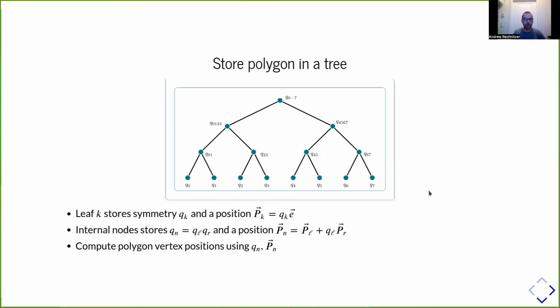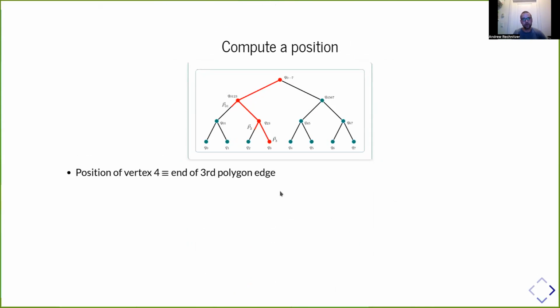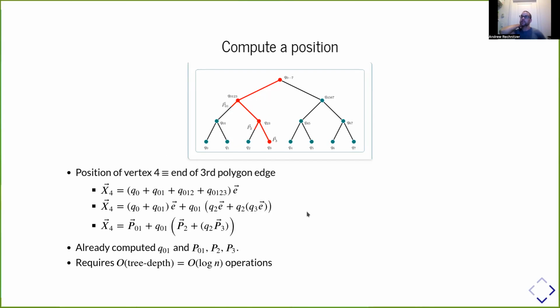Okay, so we can compute polygon vertex positions using these symmetries that we have in the tree and these pre-computed positions. So if we want to compute the position of the fourth vertex, which is the end of the third polygon edge, we can write it down. It's just this sum of products of symmetries. We then look at some of the information we have in our tree. We do some careful bracketing of things, and we realize that it's some of these things that we've already pre-computed.